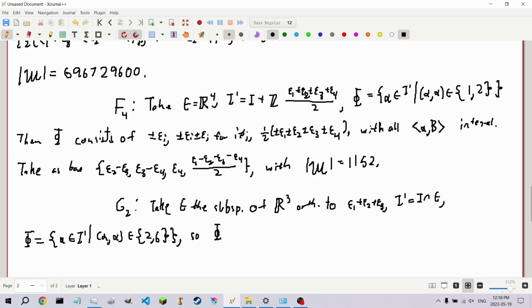So that our root system phi is, up to sign, epsilon 1 minus epsilon 2, epsilon 2 minus epsilon 3, epsilon 1 minus epsilon 3, 2 times epsilon 1 minus epsilon 2 minus epsilon 3, 2 times epsilon 2 minus epsilon 3 minus epsilon 1, and 2 times epsilon 3 minus epsilon 1 minus epsilon 2.